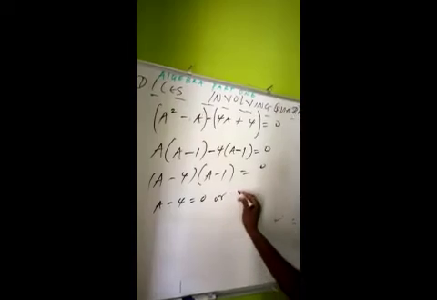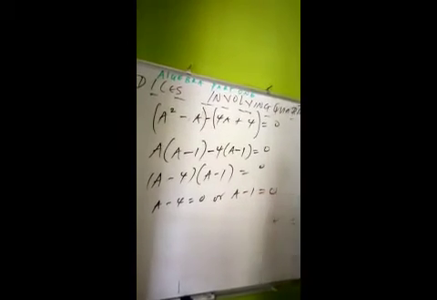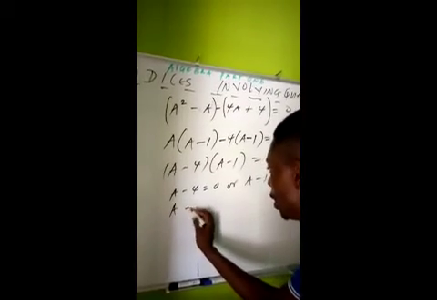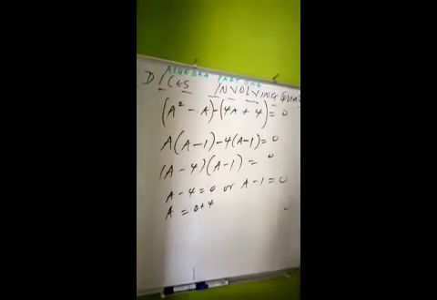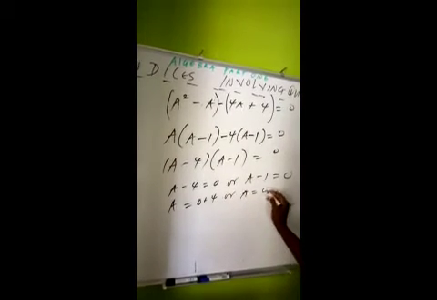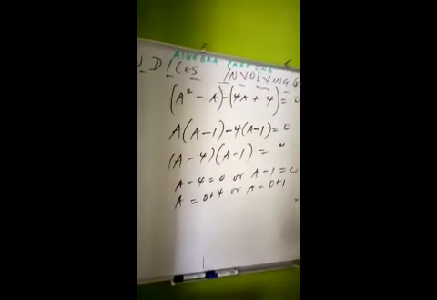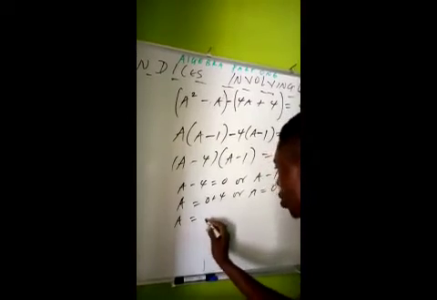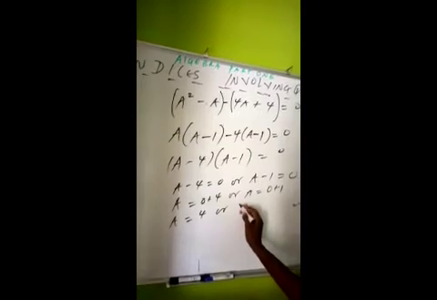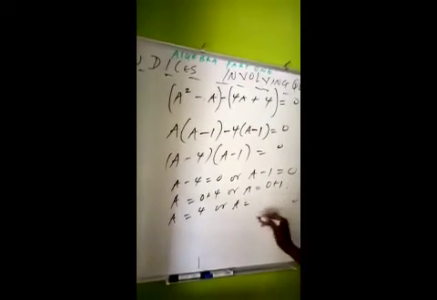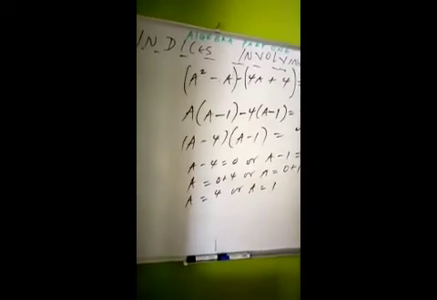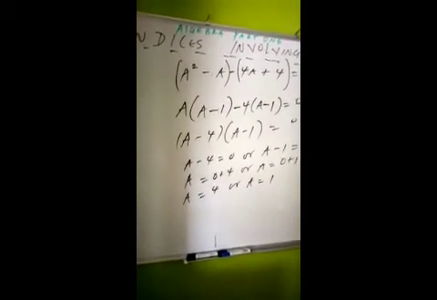Then from this point you have A minus 4 equals to 0, or A minus 1 equals to 0. Then I say A equals to 0 plus 4, because of the equal sign, or A equals to 0 plus 1. Are we okay? Then I'll say A equal to 4, because 0 plus 4 is 4, or A equal to 0 plus 1 is 1. So remember, this is not the answer. Remember the question said that we should find the value of x.